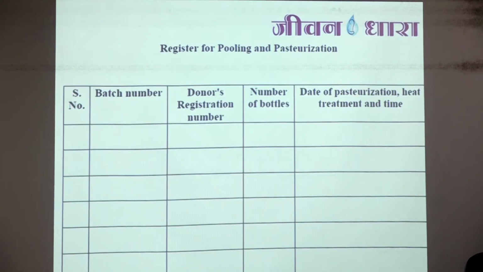As Dr. Santosh already said about maintaining records, it's extremely important you register everything. Record keeping is one of the most important aspects of this whole process. There are so many forms that have to be filled in, as it also has legal implications.